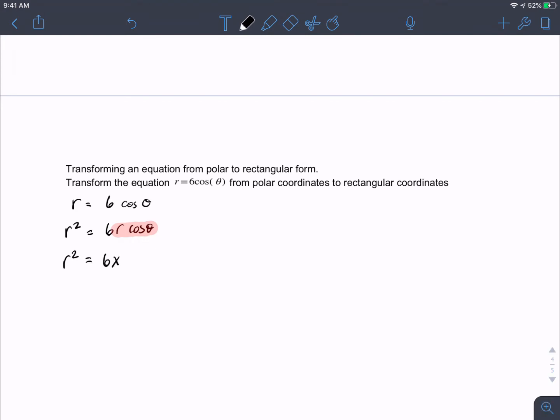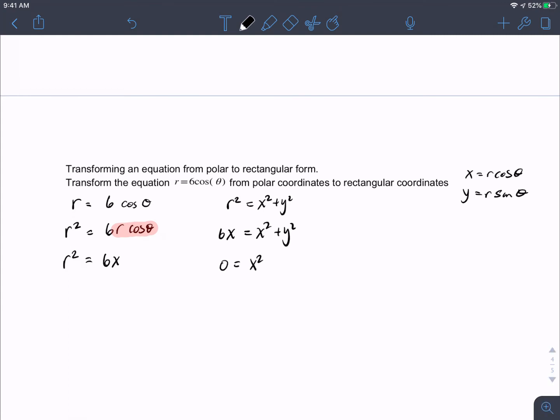And again, I can write this down just so you guys know. x is equal to r cosine theta, and y is equal to r sine theta. So those are the two tricks that you're going to use. Now, one of the things that we know too is that r squared is equal to x squared plus y squared. But we can substitute r squared as 6x. And so we end up with 6x is equal to x squared plus y squared.